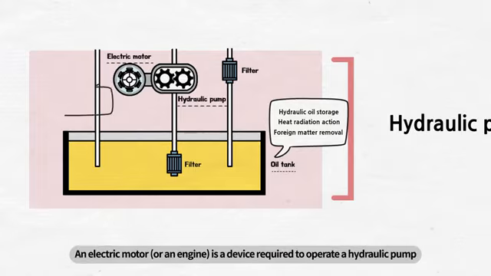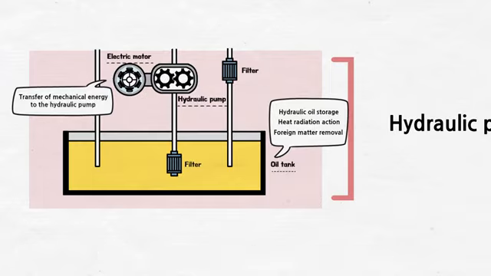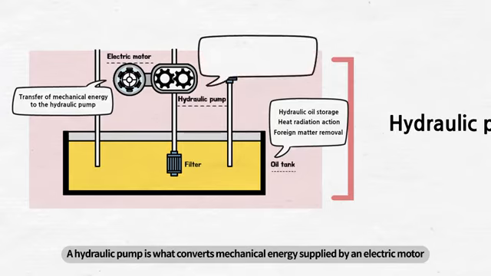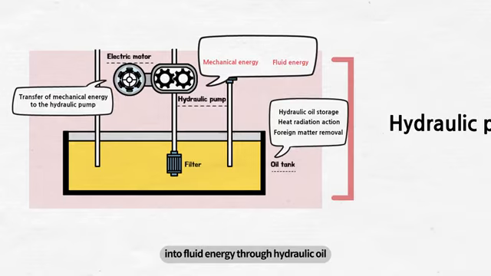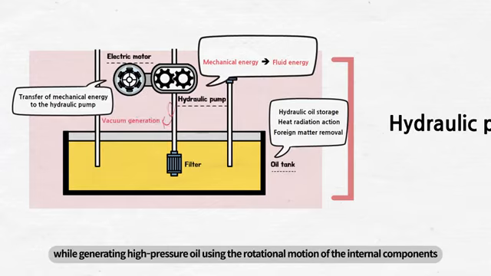An electric motor, or an engine, is a device required to operate a hydraulic pump. Connected to a hydraulic pump, it delivers mechanical energy to it. A hydraulic pump is what converts mechanical energy supplied by an electric motor into fluid energy through hydraulic oil. A small vacuum is generated at the pump inlet to soak up hydraulic oil from the oil tank, while generating high-pressure oil using the rotational motion of the internal components.